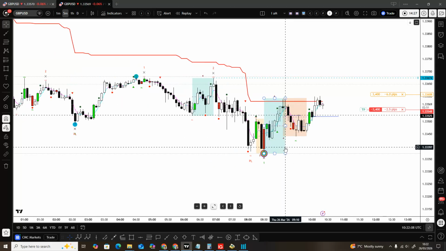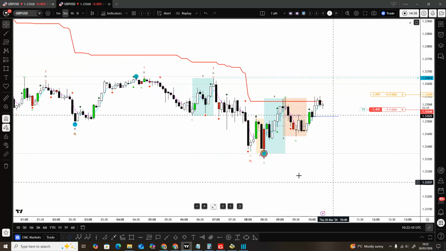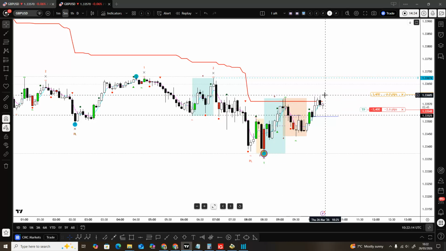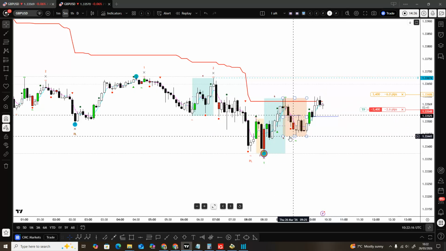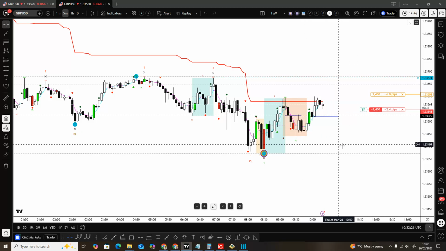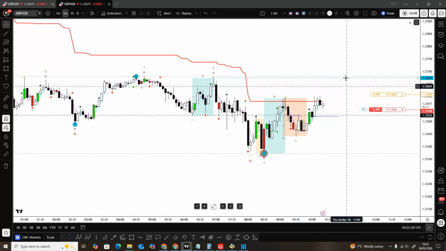Technically this is a valid pullback, 0, 1, 2, 3. All right, but we have to watch out for this low here. If they break this low and they don't follow through, that's when we have to look at it from the point of view of, okay, this low has done its job. Are they going to go back up? They may do that as well.